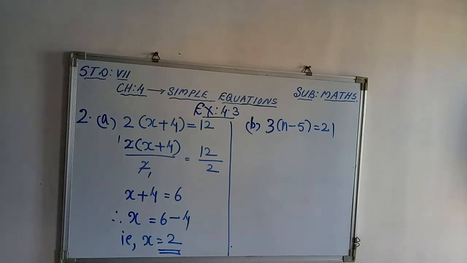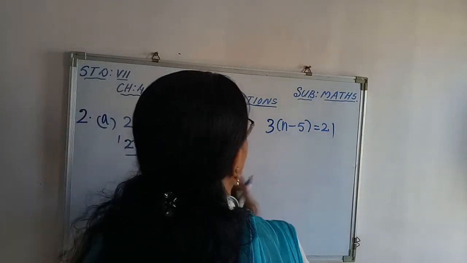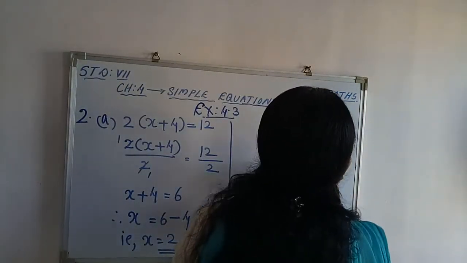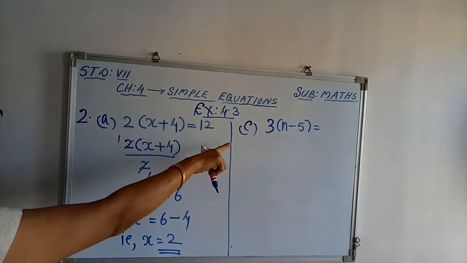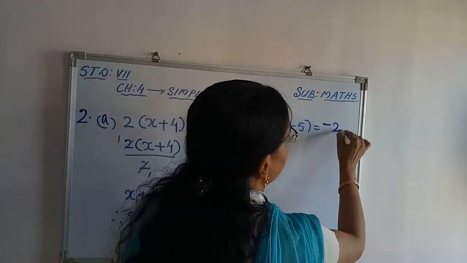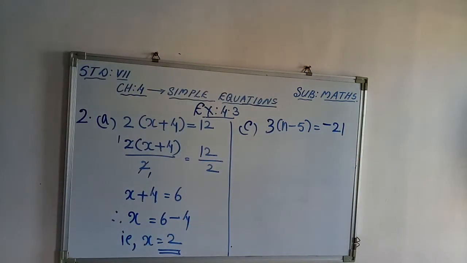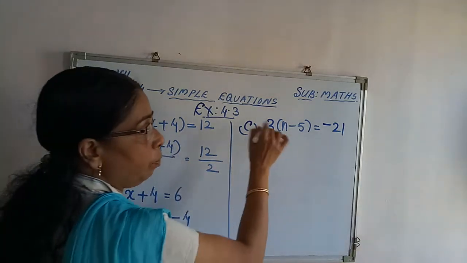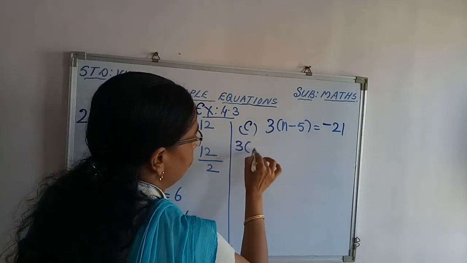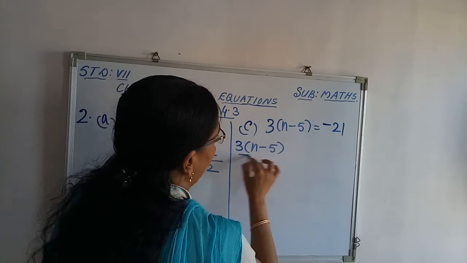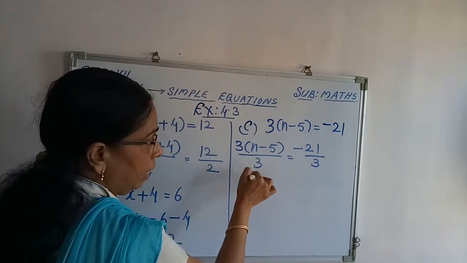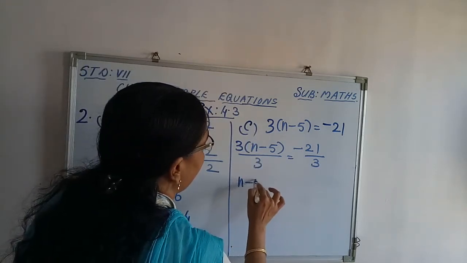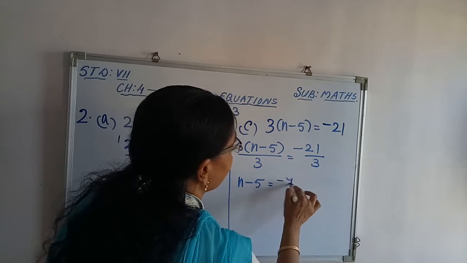we will do C. 3 into n minus 5, that's equal to minus 21. So note down properly. After A, I did C, minus 21. Here also same methodology. First divide both the sides by 3. 3 into n minus 5 upon 3, minus 21 upon 3. 3 and 3 cancel. We get n minus 5 is equal to minus 7.